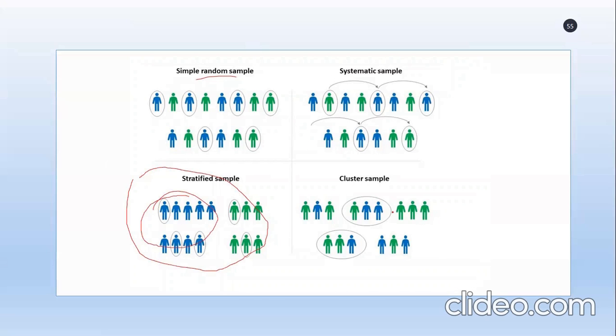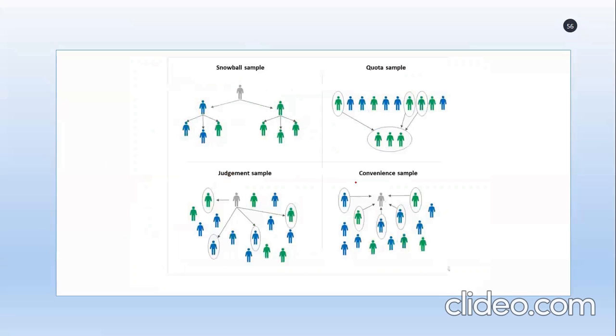Next is cluster sampling. Cluster sampling is about randomly selecting the participants from a specified geographical area. From there, you can select your samples in the form of clusters. So it is called cluster sampling.